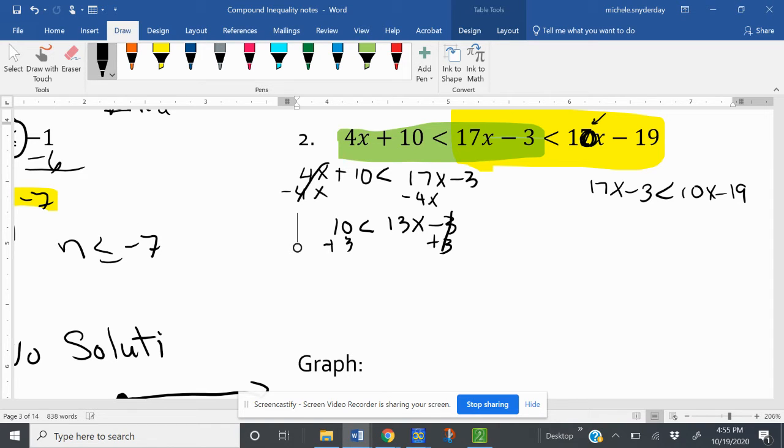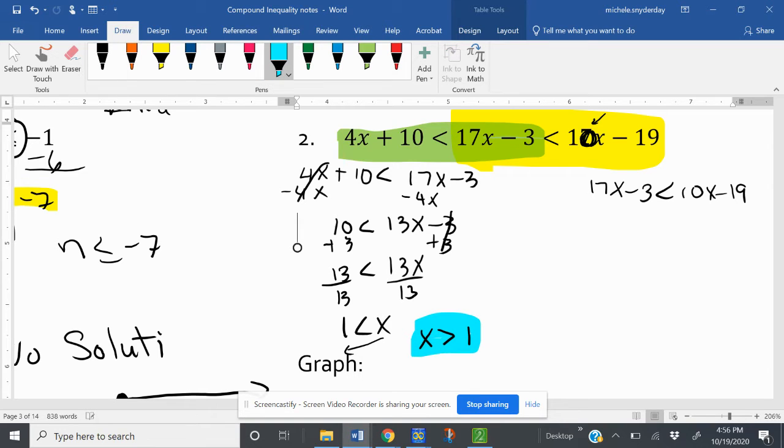That's gone, and 10 and 3 is 13 is less than 13x. Divide both sides by 13, and we have 1 is less than x. But remember, to graph this, we need to have the x in front. So we would rewrite this as x, then the open part, and 1. So this is the one that we're going to graph when we're done.